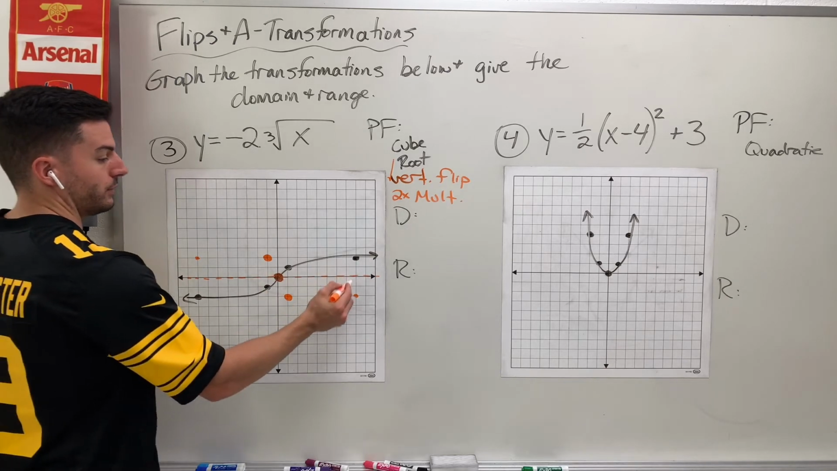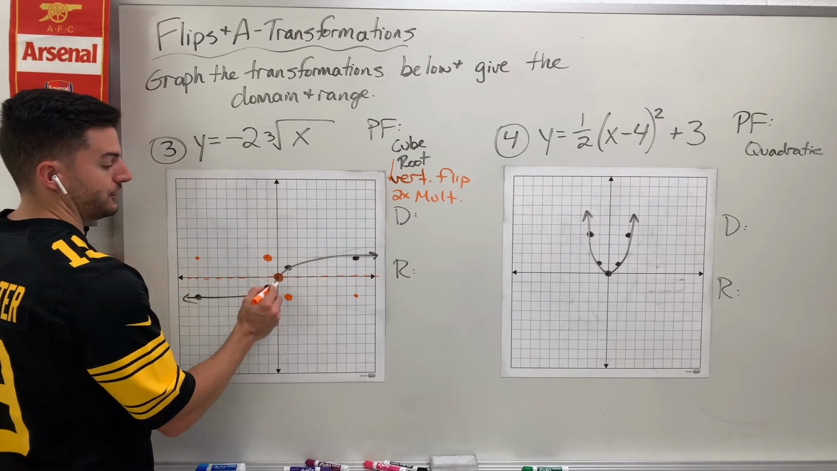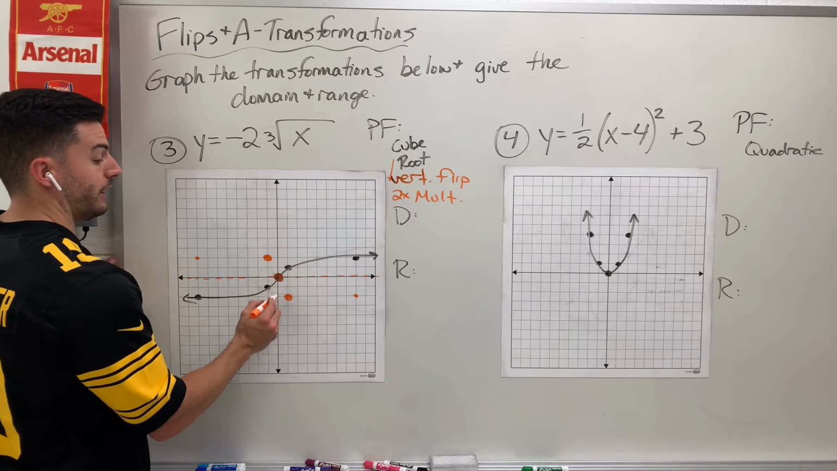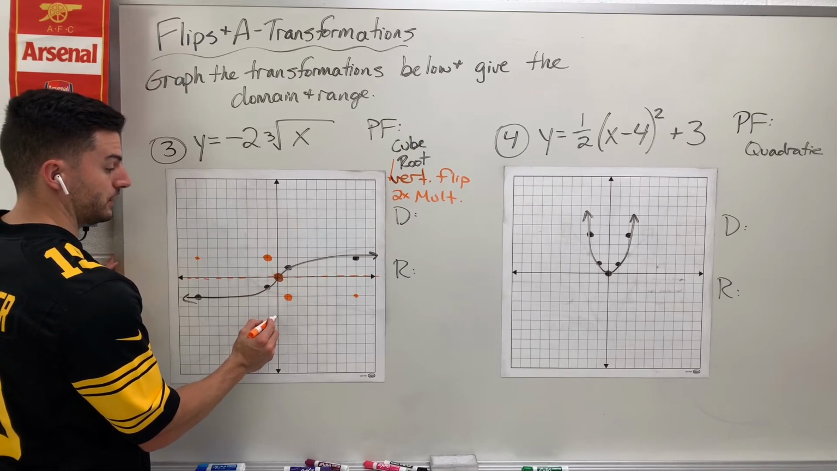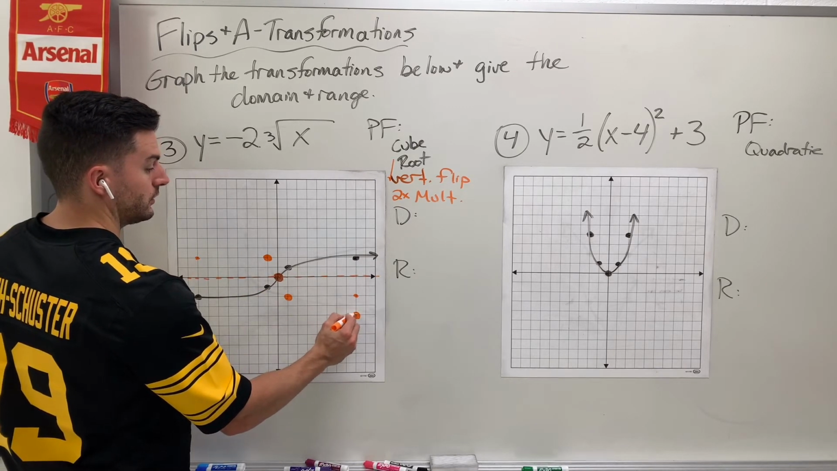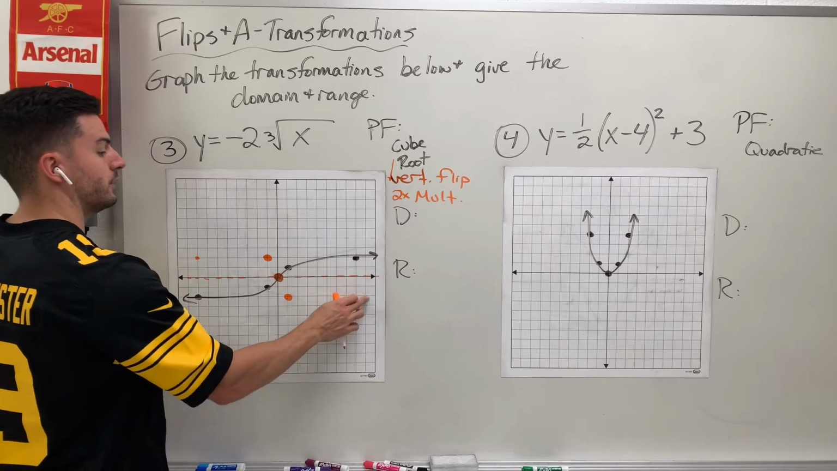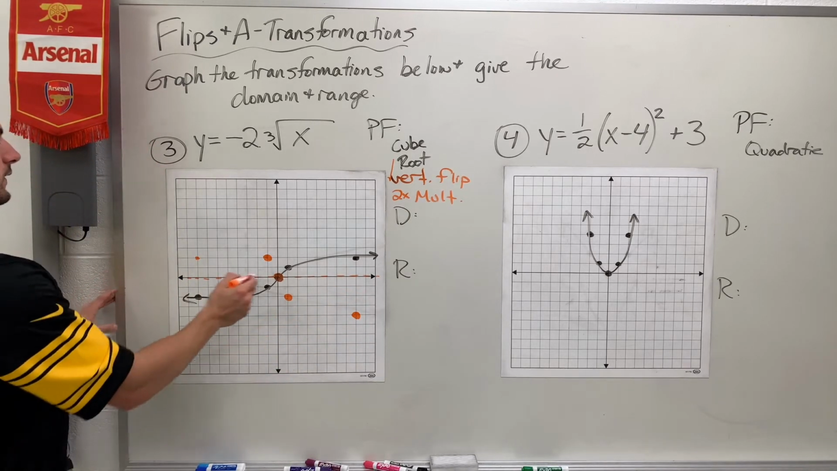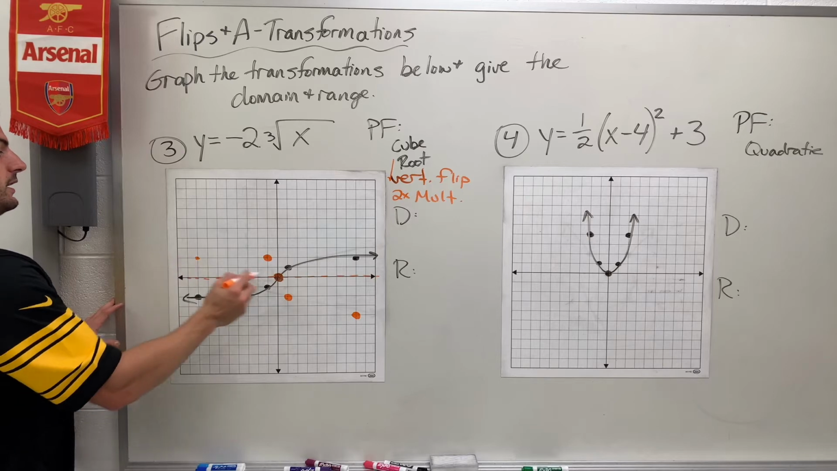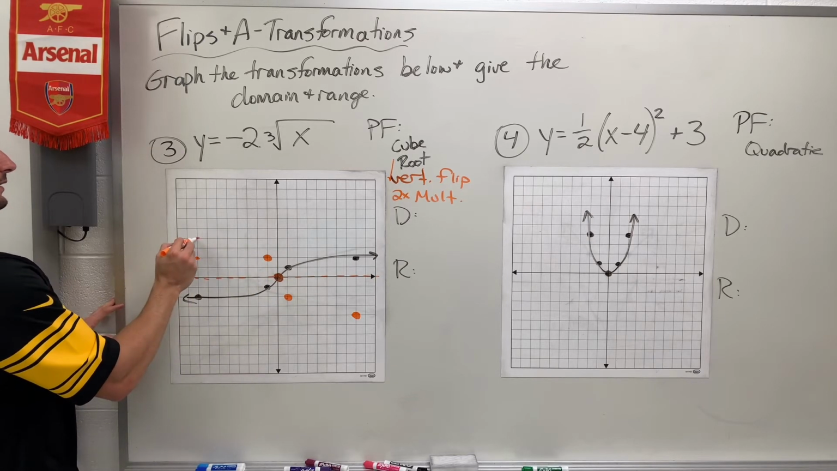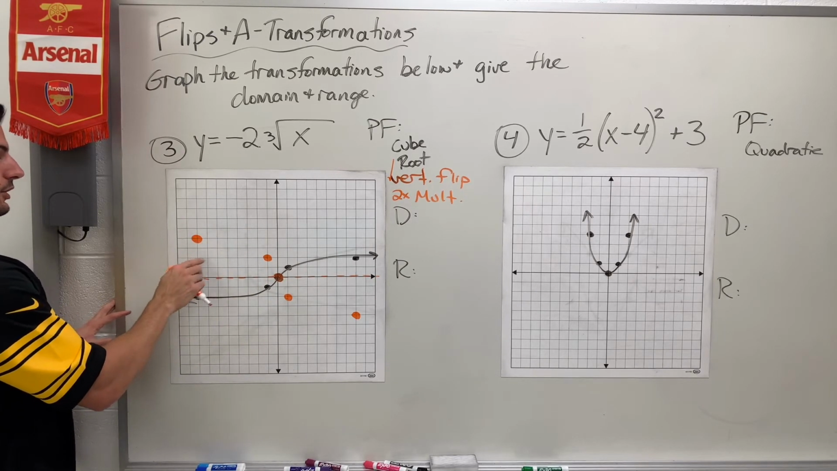And then again, this point right here is now down 2 over 8. Now it's going to be down 4, doubling that vertical distance over 8. So that's where that actual point is. And then this one is up 2, left 8. Now it's going to be up 4, left 8. Okay, doubling that vertical distance.